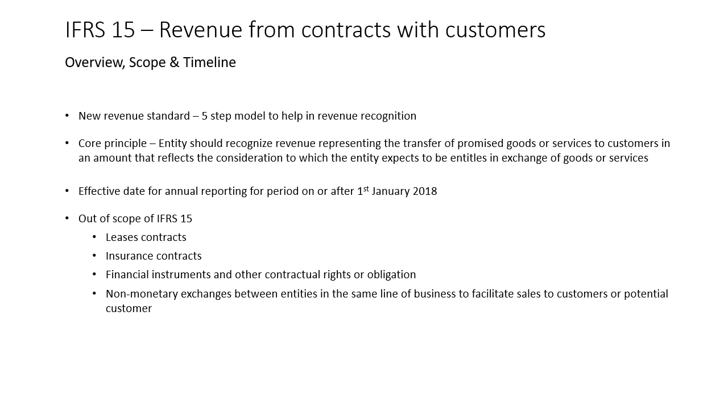IFRS 15 is applicable for entities reporting in accordance with the International Financial Reporting Standards for periods beginning on or after 1st January 2018. The following areas are excluded from the ambit of the standard: lease contracts, which are covered under IFRS 16, insurance contracts covered under IFRS 17, financial instruments and other contractual rights or obligations covered under IFRS 9, and non-monetary exchanges between entities in the same line of business to facilitate sale to customers or potential customers.